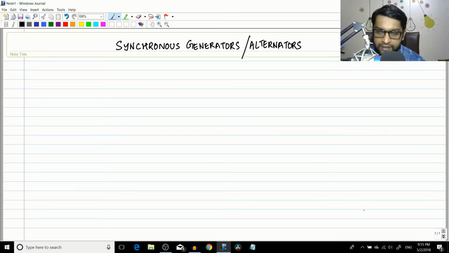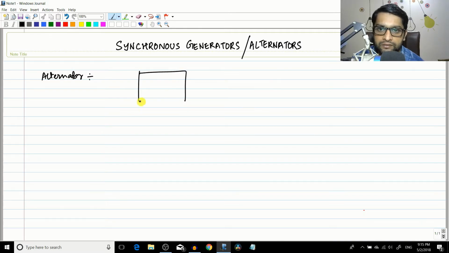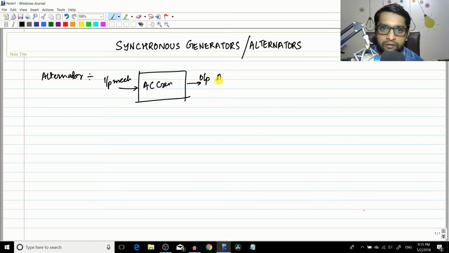Now, let us take the first term, which is the alternator. Why a synchronous generator, or why does the name alternator come? You basically know what AC machines are. An AC generator will convert input mechanical power into output AC power, and usually it is three phase. There are single phase alternators also available, but usually it is three phase.